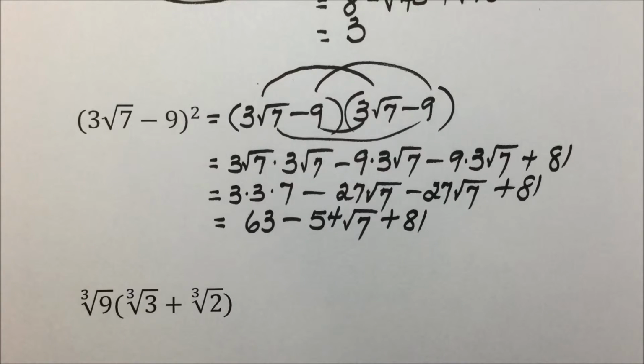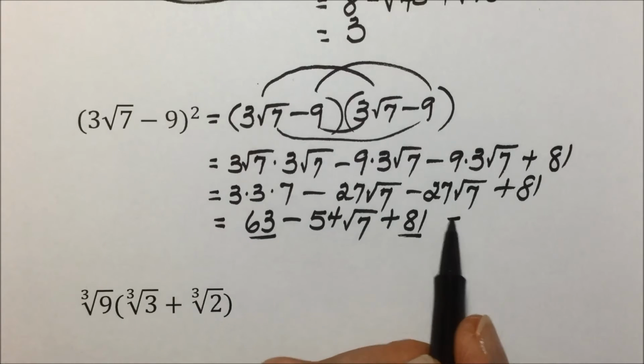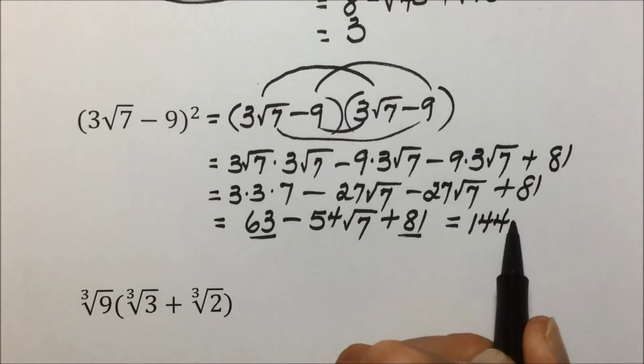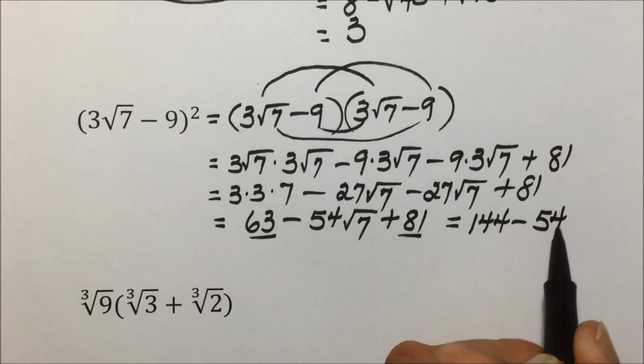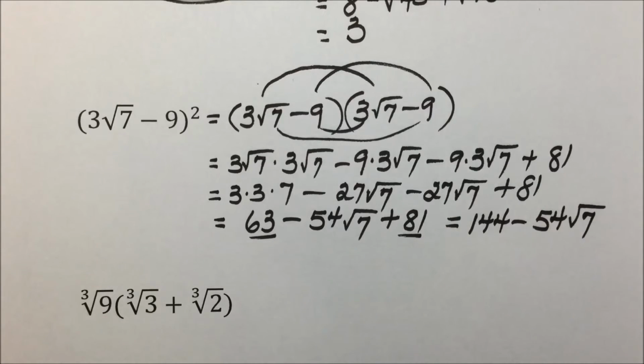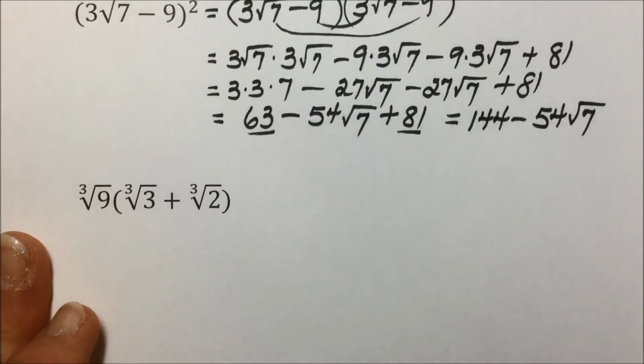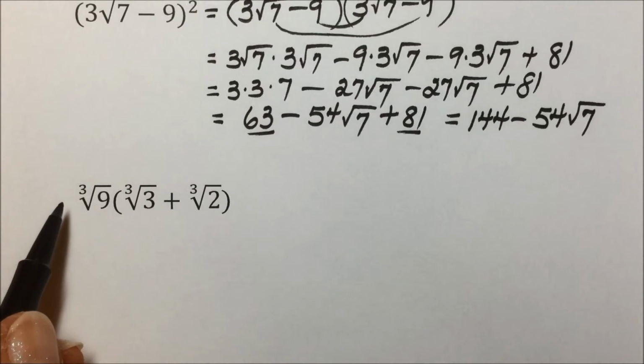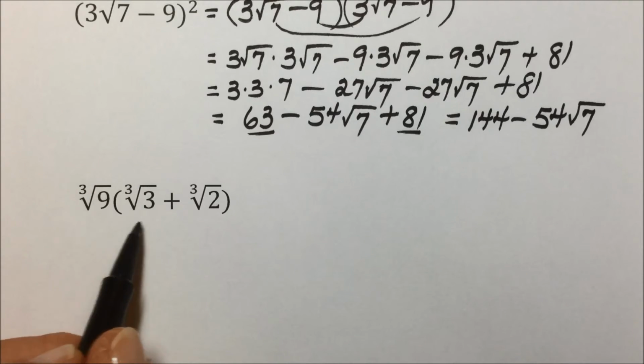And our final step then, can we simplify further? We have integers that we can combine, which we end up with, adding these together, 144 minus 54 times the square root of 7. In this last example, you can think of this as a monomial times a binomial.